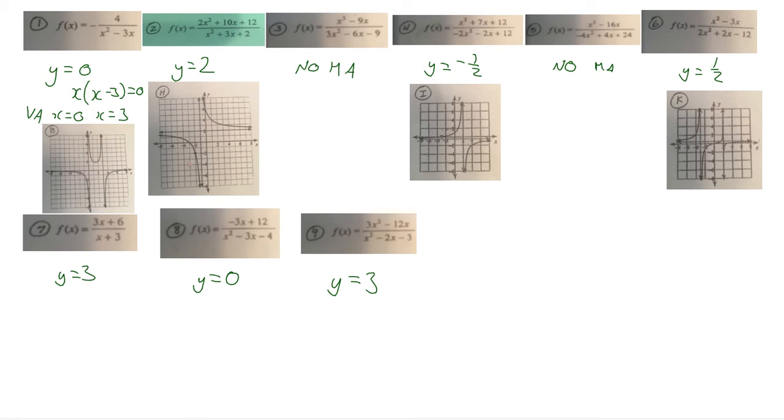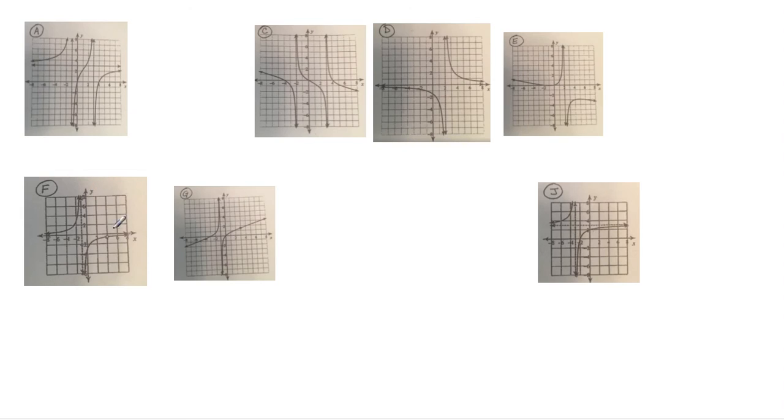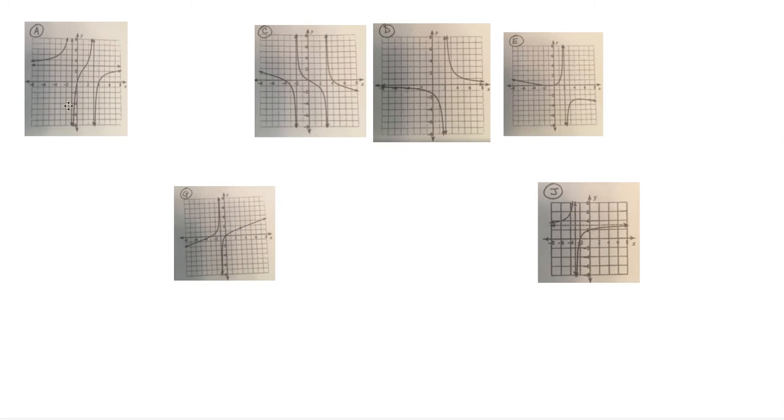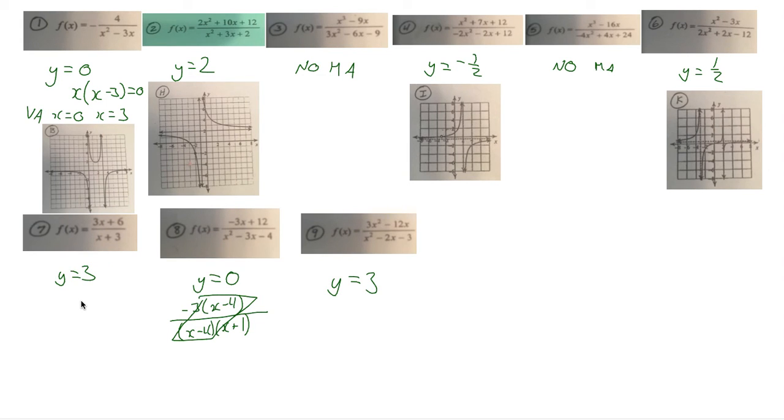Here we can factor the numerator and denominator. When we factor that, we get -3 times (x minus 4) over (x minus 4) times (x plus 1). So this will give us a hole at x equals 4 and a vertical asymptote at x equals -1. Whoa, is that a hole? That's a hole, and a vertical asymptote at x equals -1. So that means that F is the answer for 8.